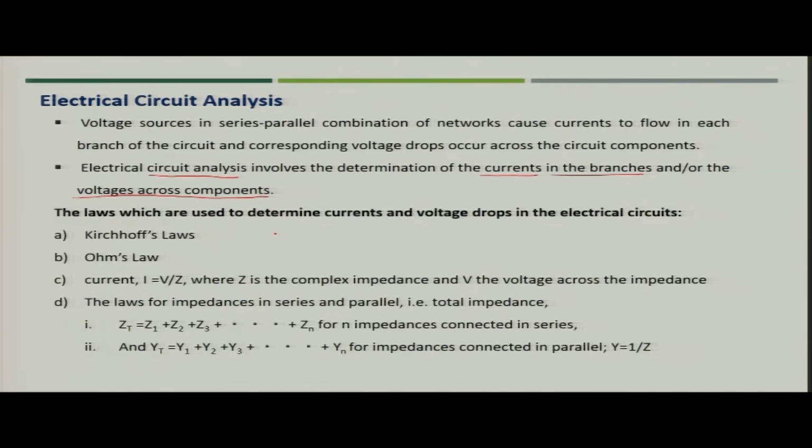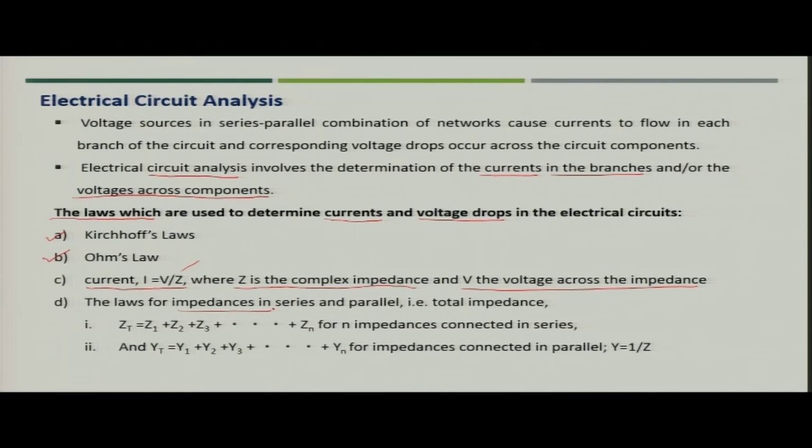Let us recap what we discussed till now related to circuit analysis. There are various laws which are used to determine the currents and voltage drops in the electrical circuit. We discussed about the Kirchhoff's law, we also discussed Ohm's law. Ohm's law is nothing but the finding out current I, that is V by Z. Now, here we are using Z instead of R because Z is the complex impedance and is generally visible when you have the AC sinusoidal waveform in the circuit and then the voltage across the impedance.